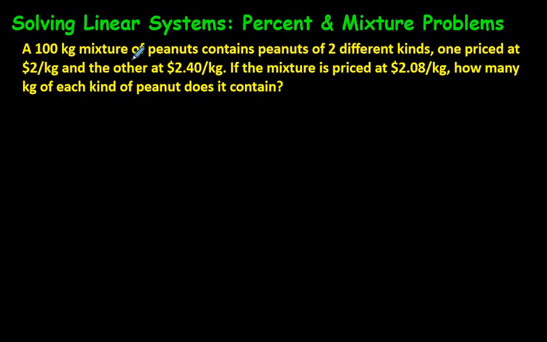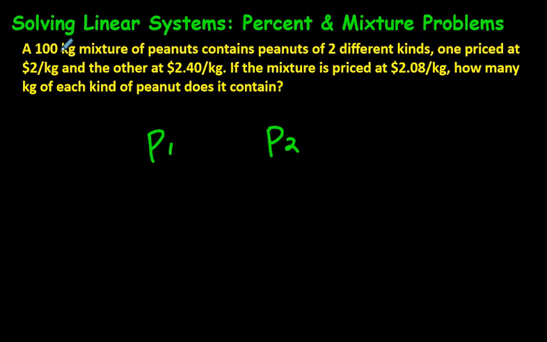All right. Let's start with a 100 kilogram mixture of peanuts that contains peanuts of two different kinds. So we have one kind of peanut, we'll call that peanut 1, and another kind of peanut called peanut 2. I don't know what different kinds of peanuts there are out there, but apparently there's more than one. One of the peanuts is priced at $2 per kilogram, the other's $2.40. If the mixture is priced at $2.08 per kilogram, how many kilograms of each kind of peanut does it contain?